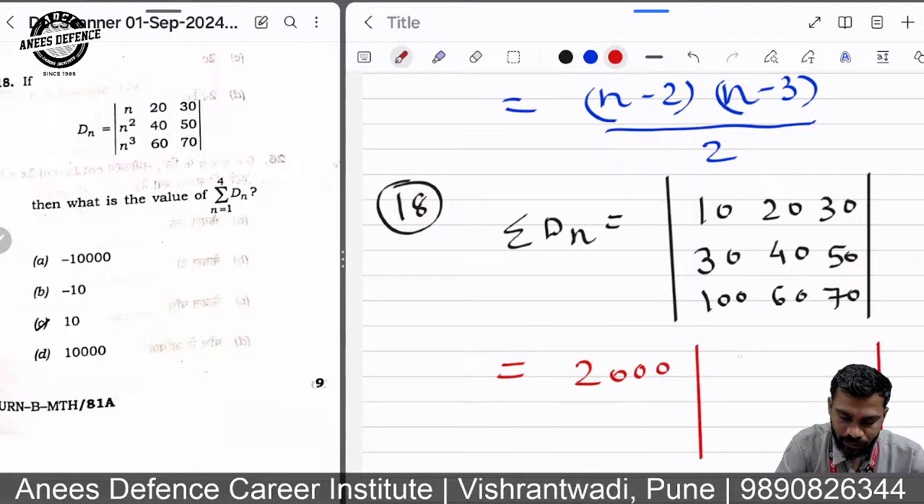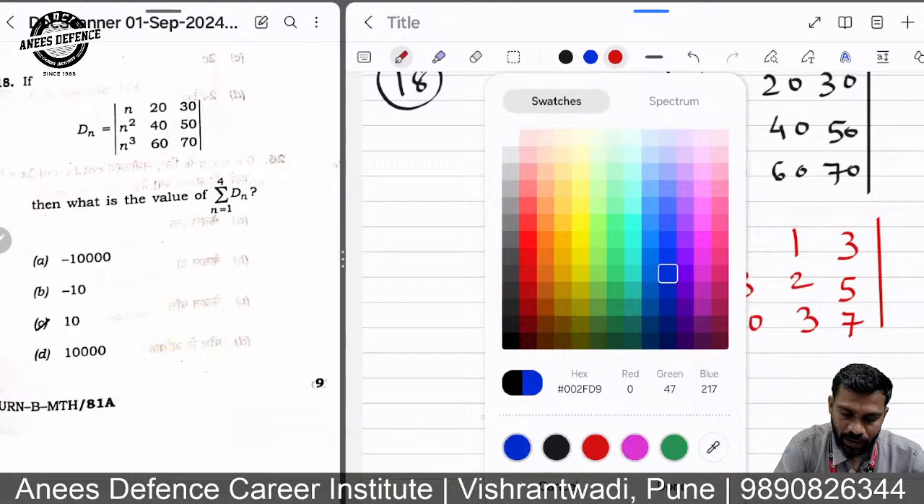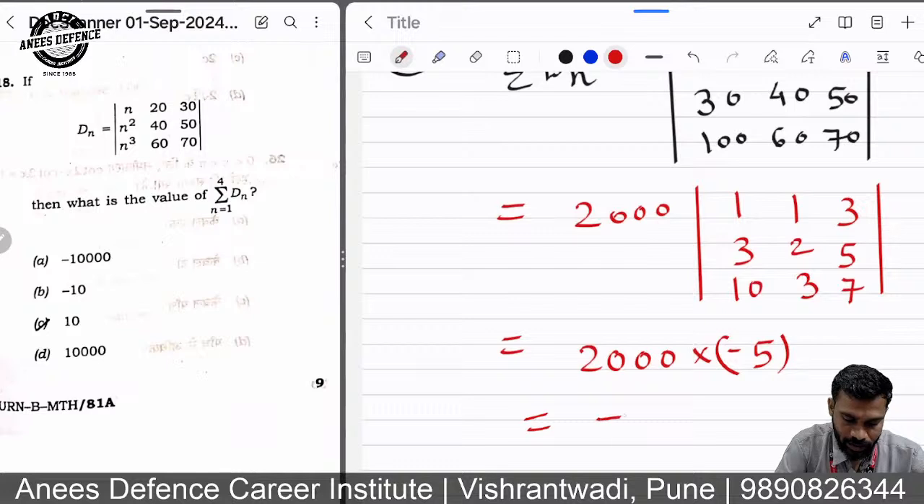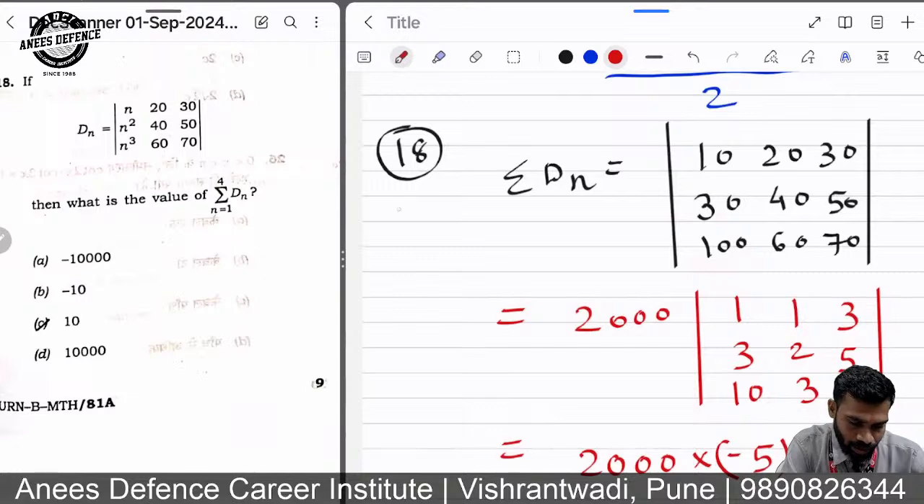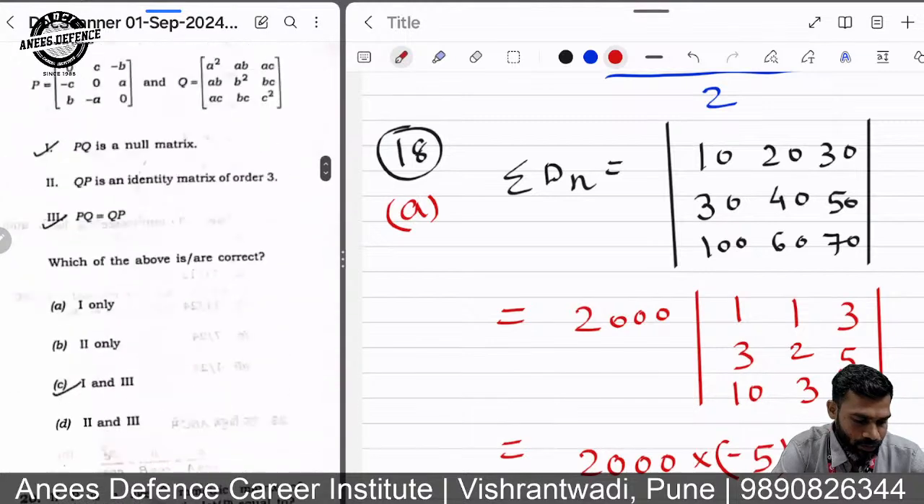So we will be left with in the first column 1, 3, 10. Here 1, 2, and 3. Here 3, 5, and 7. Now, if you simplify this, you will be getting 2000 into minus 5, right? That will give you minus 10,000. So option A is the right answer. Next, question number 19.